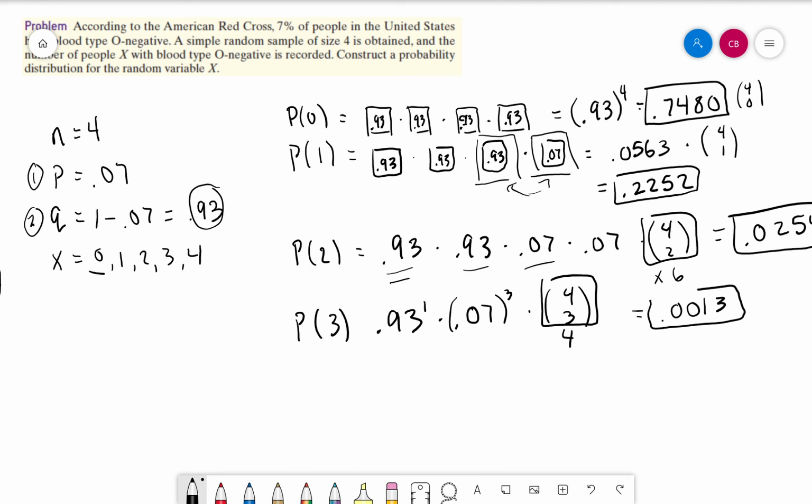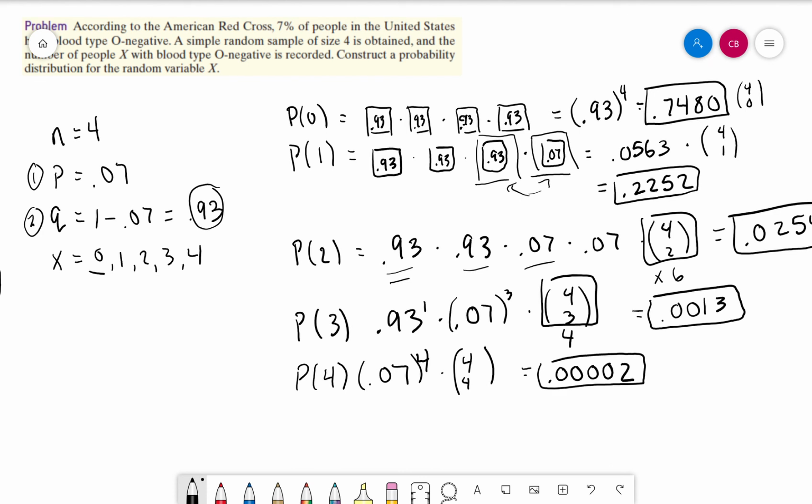Okay, and then finally, if we do P of 4, we have 0.07 to the fourth times 4 choose 4, which is 1, because you have to choose all 4, and the order doesn't matter because it's a combination. So this is 0.07 times 0.07 times 0.07 times 0.07, which is equal to 0.00002. Okay, and there you have it.